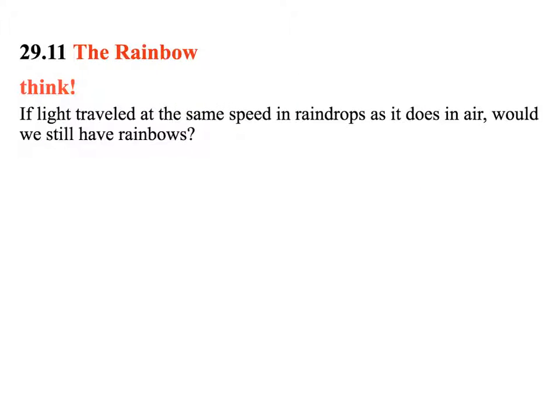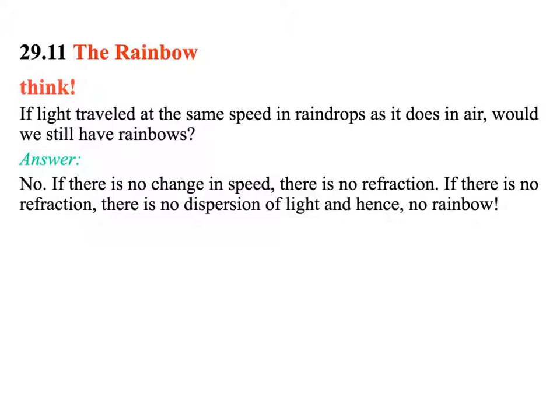If light traveled at the same speed in raindrops as it does in air, would we still have rainbows? No, there is no change in speed, so there is no refraction. If there is no refraction, there is no dispersion of light and hence no rainbow.